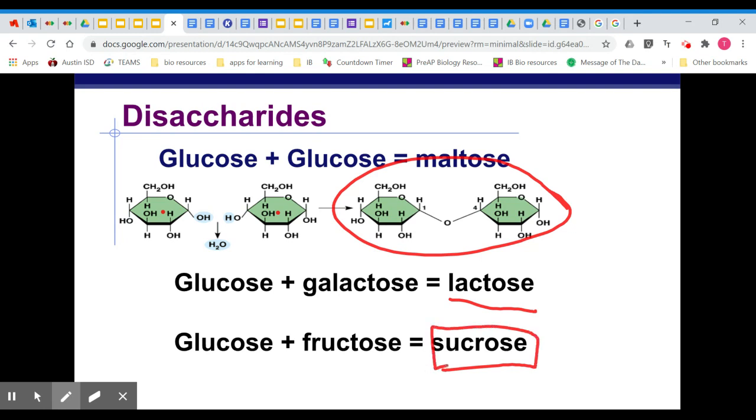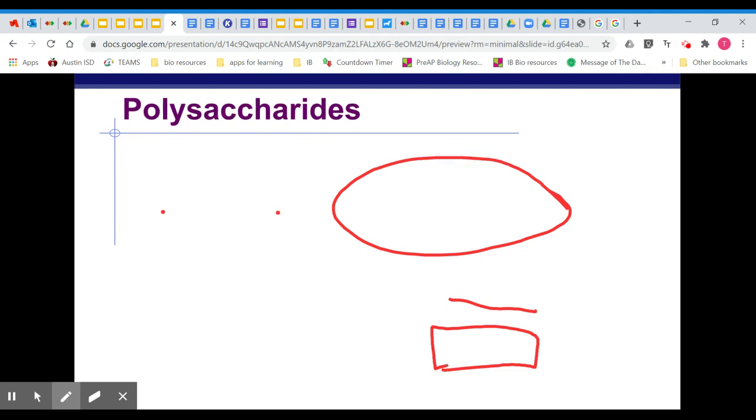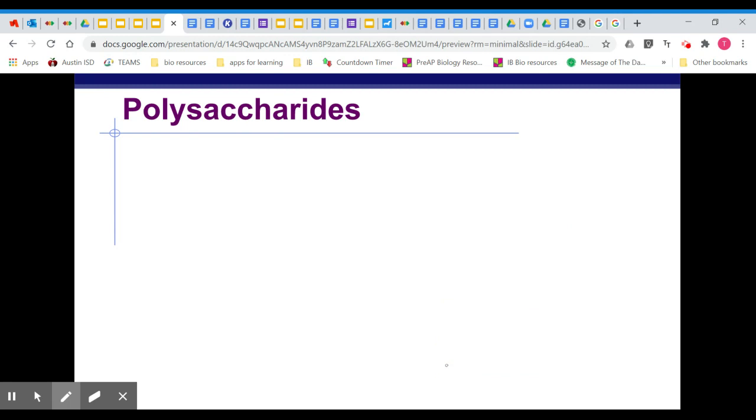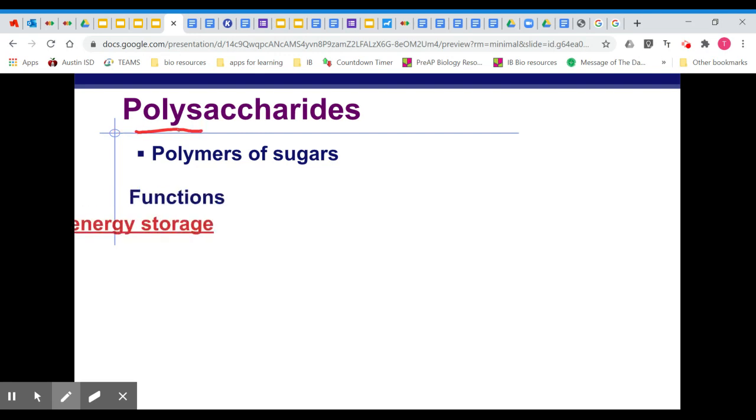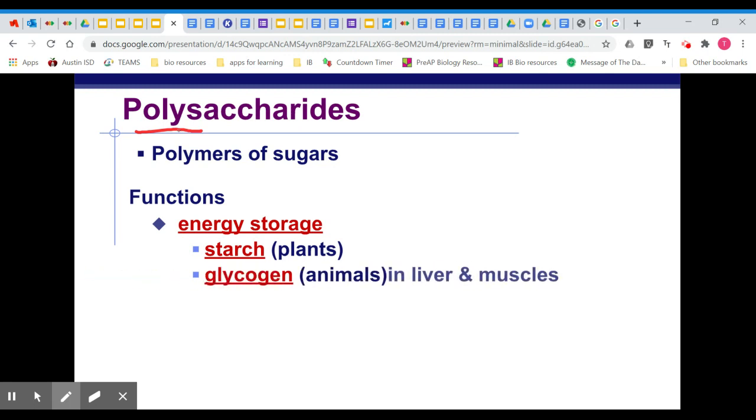So lactose is the milk sugar. Maltose is the malt sugar. But these are kind of the common disaccharides that we see. And then polysaccharides, so that poly means many, those are your complex carbohydrates. And these can function in energy storage, so things like starches in plants or glycogen if you're an animal.